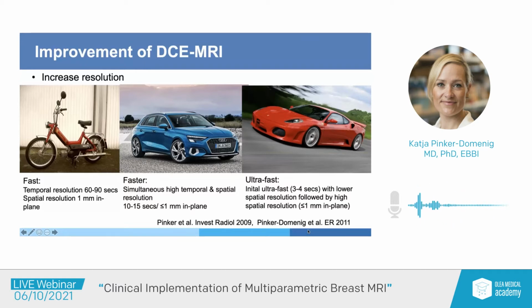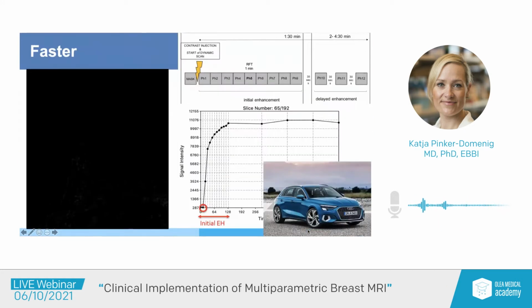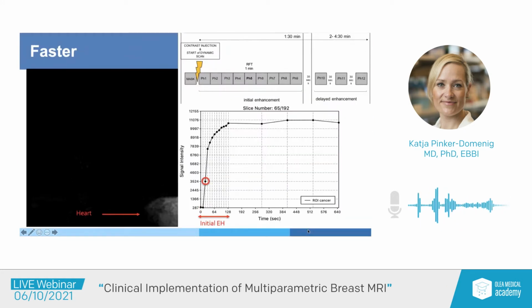But there are ways of actually increasing resolution and going to faster and ultra-fast protocols, where you have simultaneous high spatial and temporal resolution. For instance, the faster protocol would be scanning every 10 to 15 seconds with 1 millimeter in-plane resolution or even below that. Ultra-fast protocols usually combine, in the first pass, in the first 60 seconds, ultra-fast temporal resolution, like 3 to 4 seconds, with a lower spatial resolution, followed at expected peak enhancement, when the first pass is over, by a high spatial resolution. So there are ways of improving DCE MRI, and this is actually already helpful.